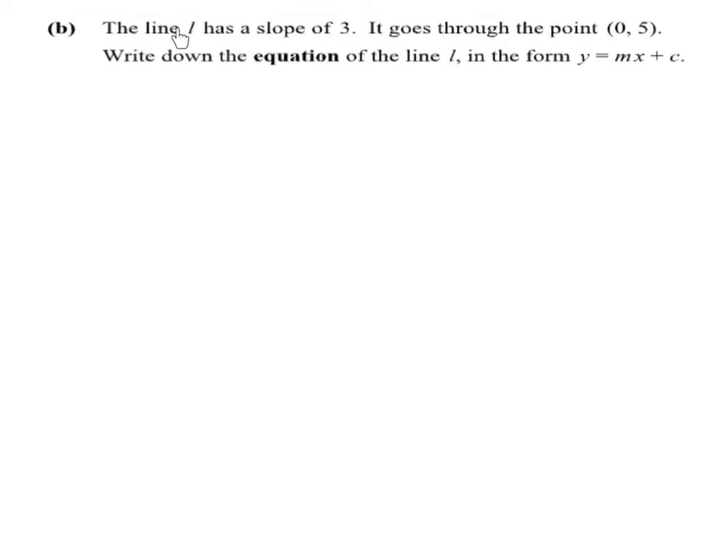Part B. The line L has a slope of 3. It goes through the point (0, 5). Write down the equation of the line L in the form y equals mx plus c.